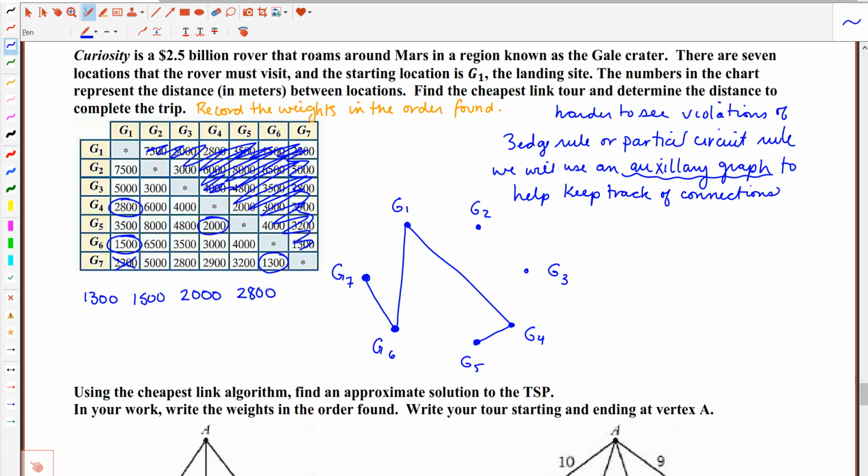Now at this point in time, if I were to go through these edges, what's the next lowest number that I see? Well, it would actually be this other 2800 right here, right? So now I have to assess this 2800 based upon the markings that I've already done. This 2800 connects G7 to G3. Is that going to be a problem now? G7 to G3. Nope. Doesn't create a circuit, and it doesn't create 3 edges coming out of a vertex. So both of these 2800s are actually going to be okay.